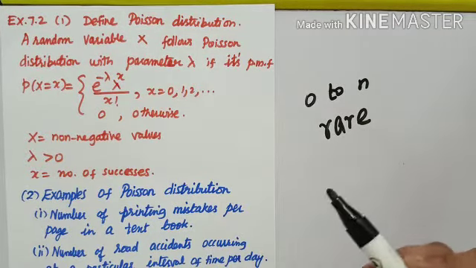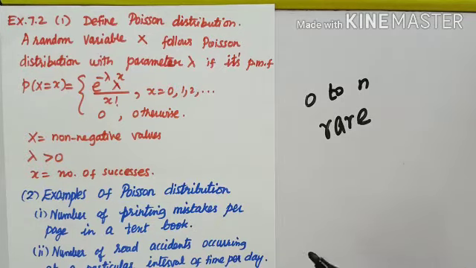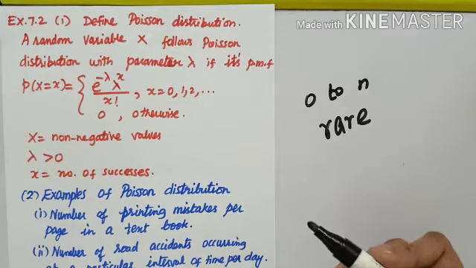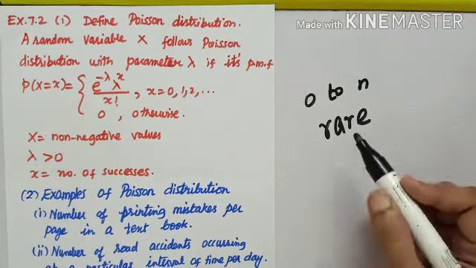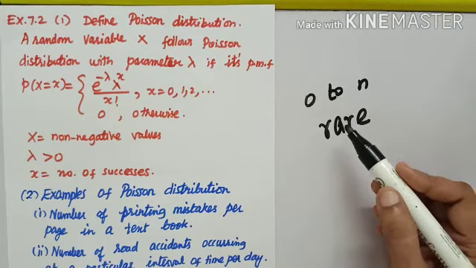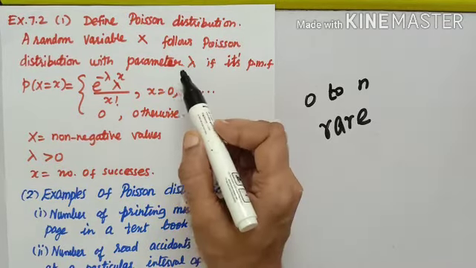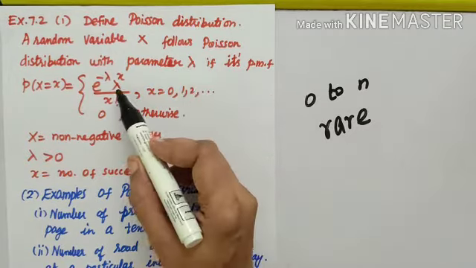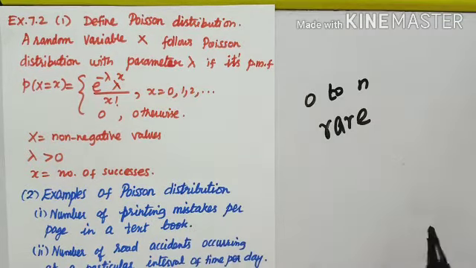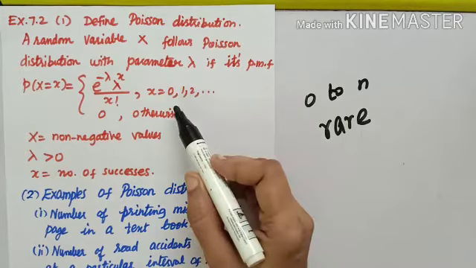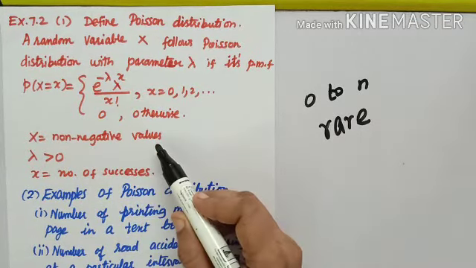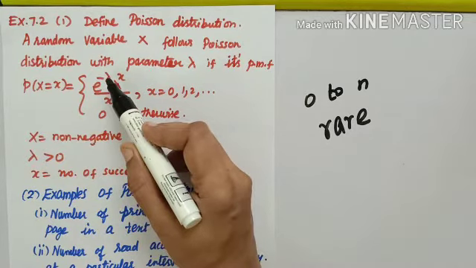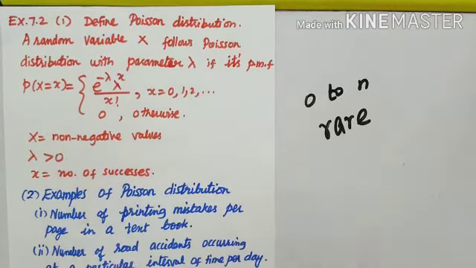For example, accidents on a road in a particular time, printing mistakes in a page of a book. So like this, in production, defective items alone. So these are examples for Poisson. In that, I should know the parameter lambda and x ranges from 0, 1, 2 and so on. Here also, x takes only non-negative values. And lambda is the parameter which is always positive.